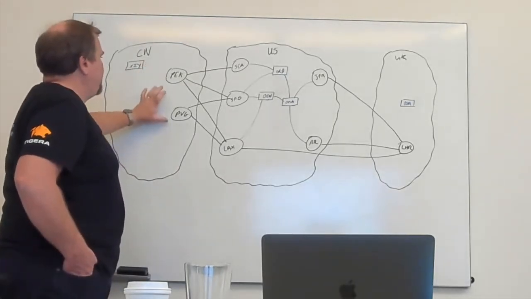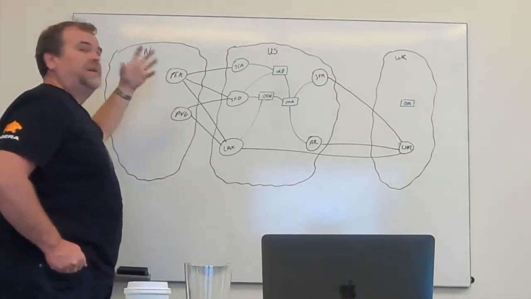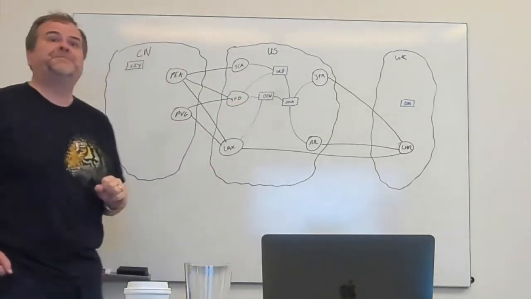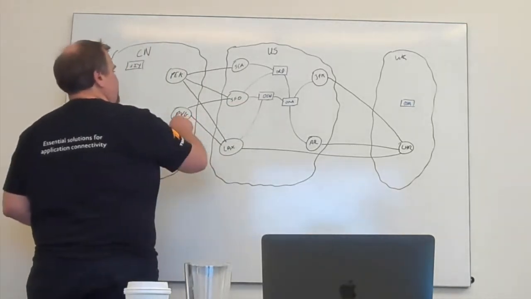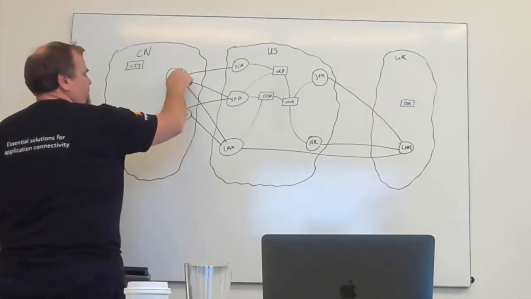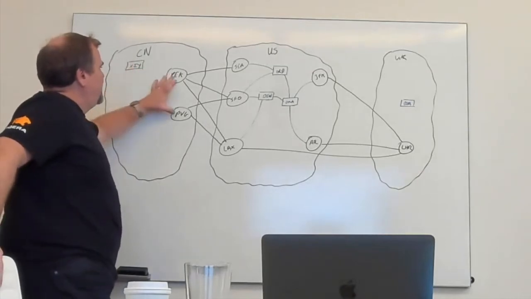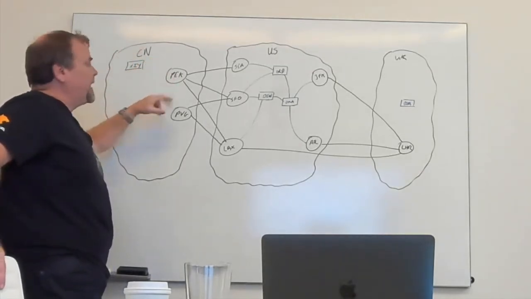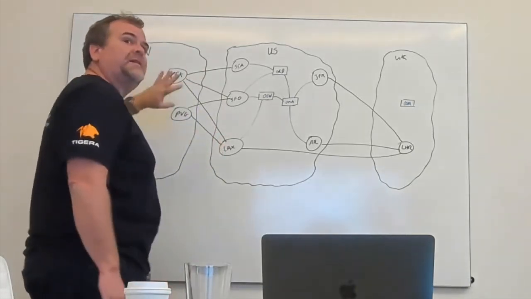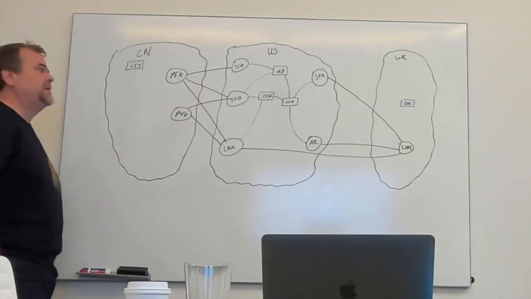So Beijing and Shanghai have connections to Seattle, San Francisco, and LA. And let's just make this interesting. Shanghai doesn't have connections to Seattle, and let's say Beijing has all three. Beijing and Shanghai tell Seattle, San Francisco, and LA, I know how to get to everything in China, so send everything addressed to something in China to me.